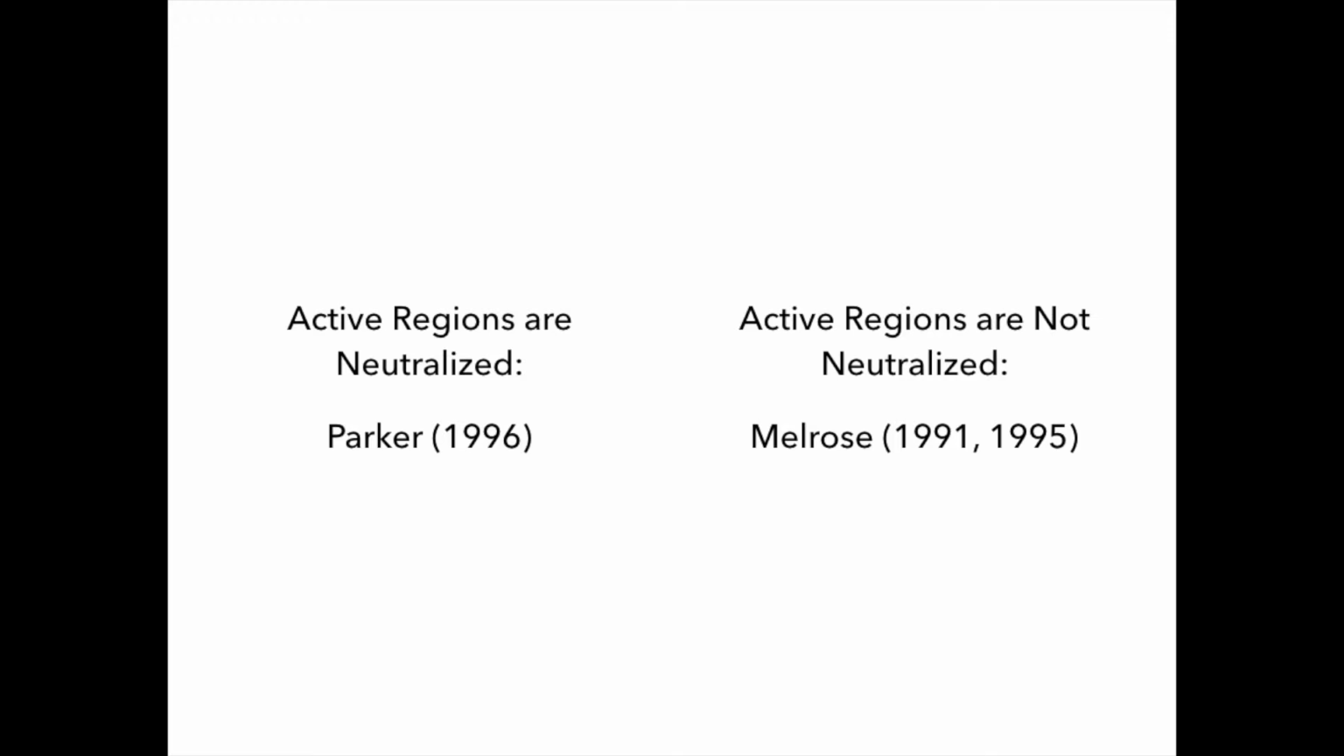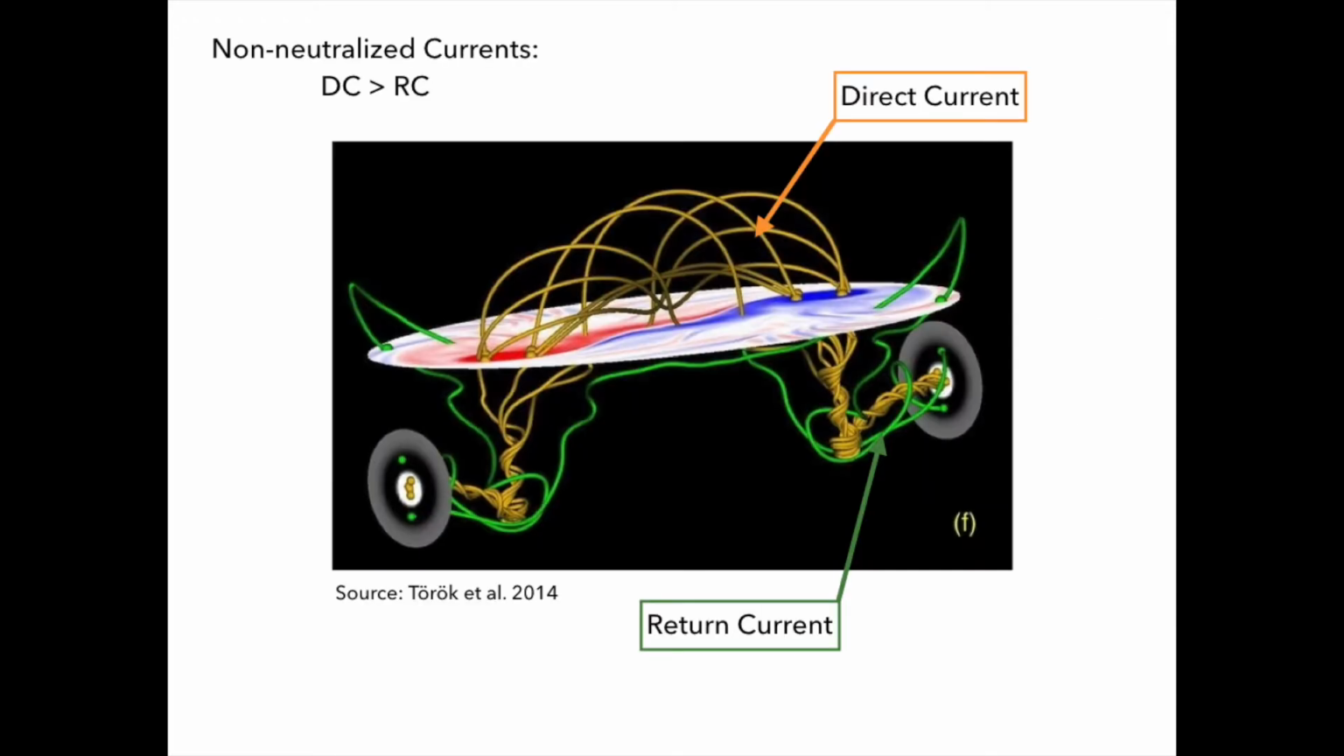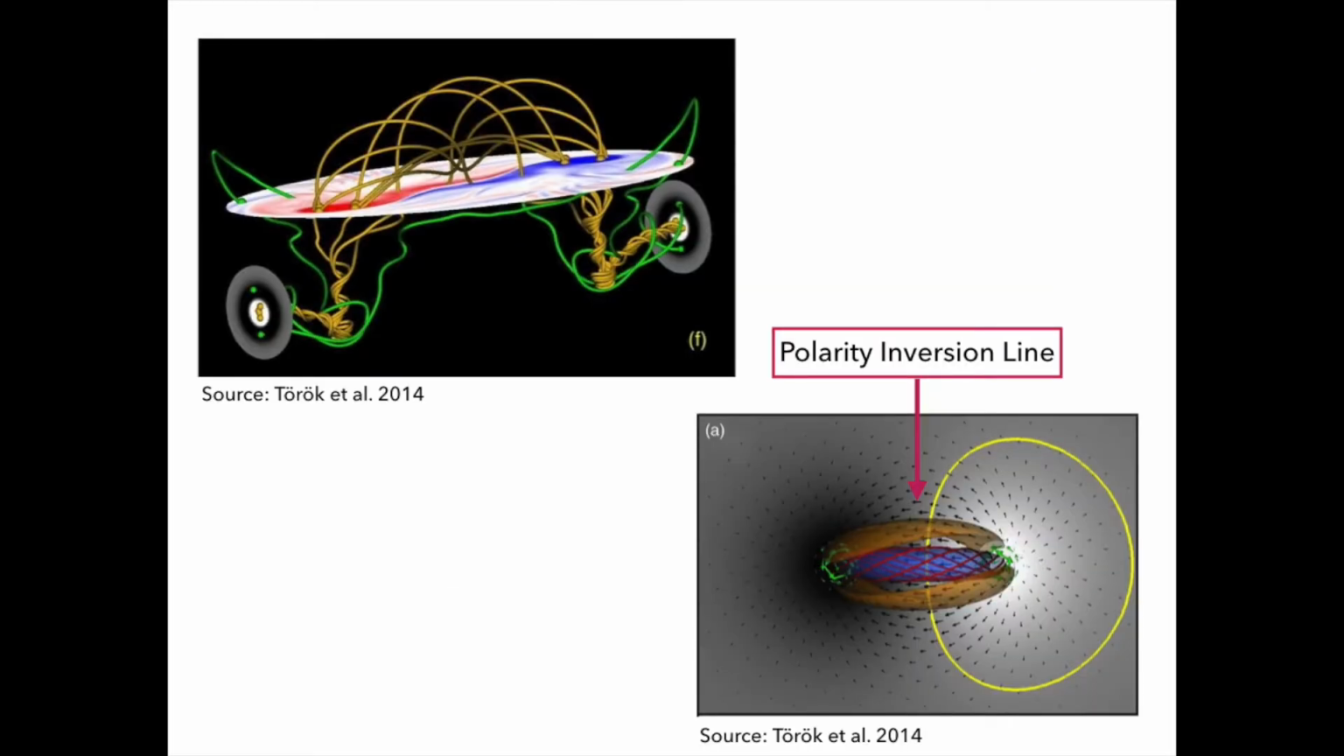While theoretical studies have suggested that the average net current density of active regions is 0, more recent numerical simulations have shown that non-neutralized currents emerge alongside the development of substantial magnetic shear along an active region's polarity inversion line.